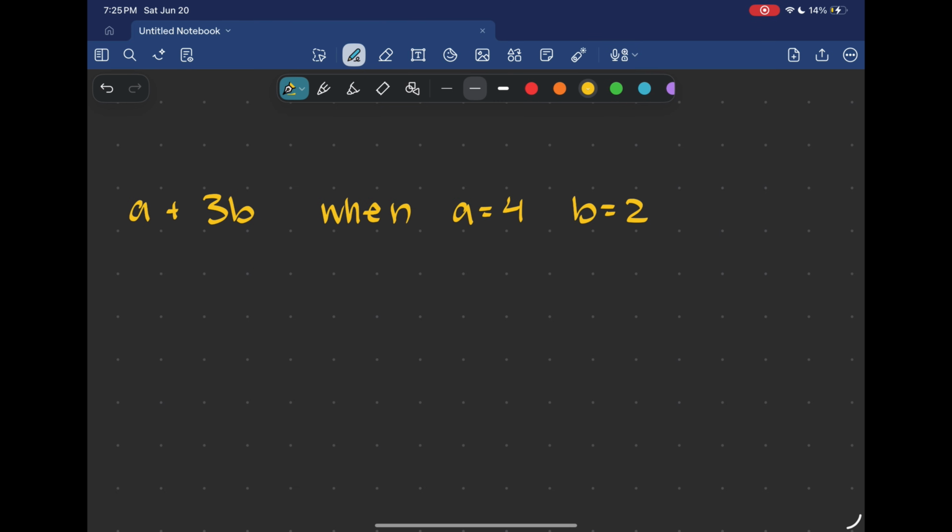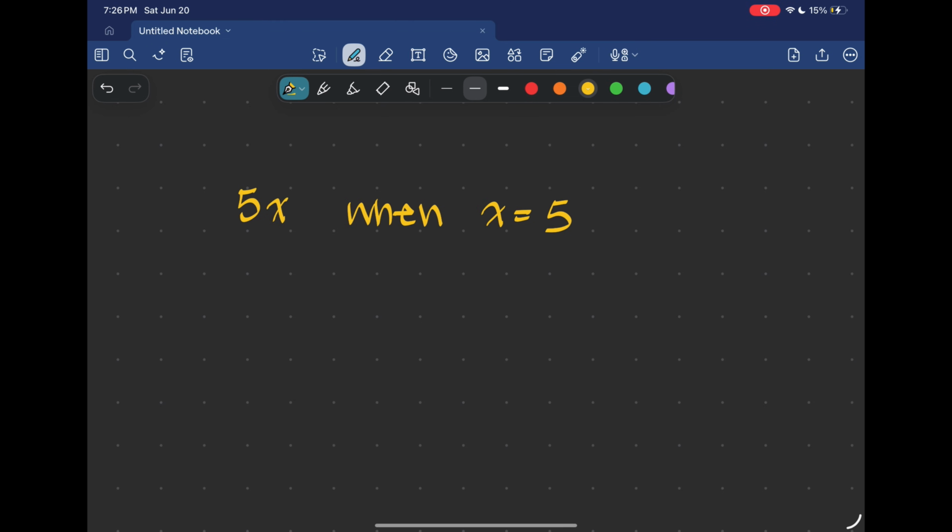Sometimes an expression has more than one variable. Each variable gets replaced with its own value. Let's do this example. Now we can solve it. The answer to this is 10. Each variable has its own job, so you must replace the correct one.